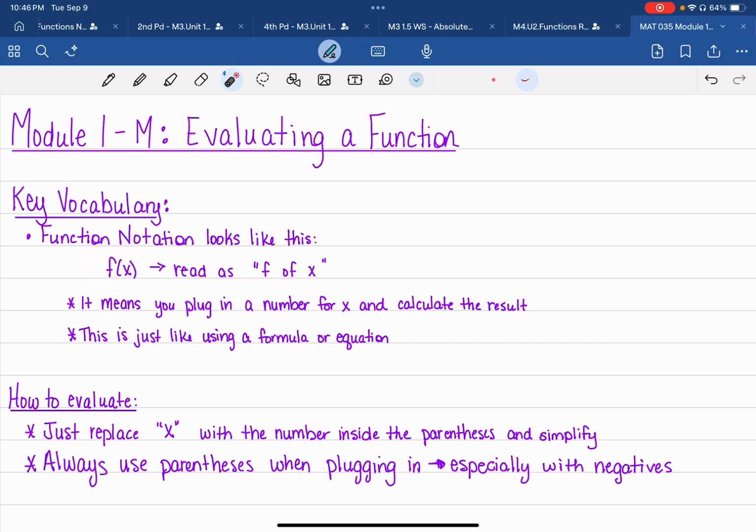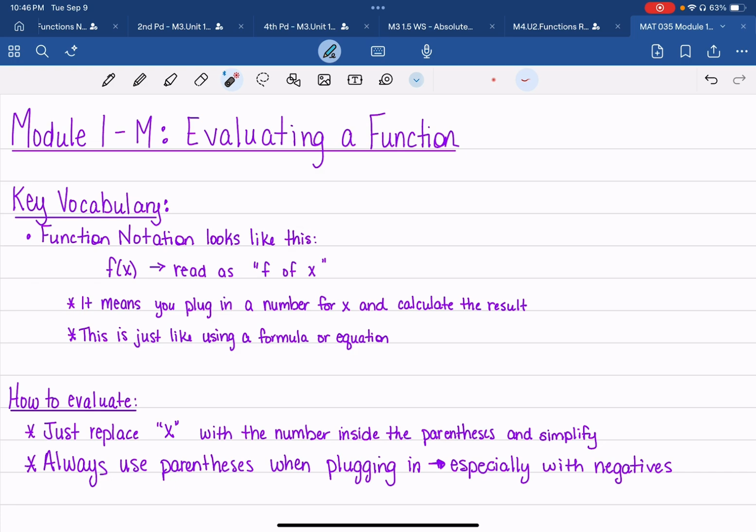And so basically when you see that and you see the word evaluate, what it's asking you to do is just plug in a number. You're plugging in a number for x, and then you're just calculating the result. It's just like using any other formula, any other equation. You're just replacing x with whatever number is inside those parentheses.